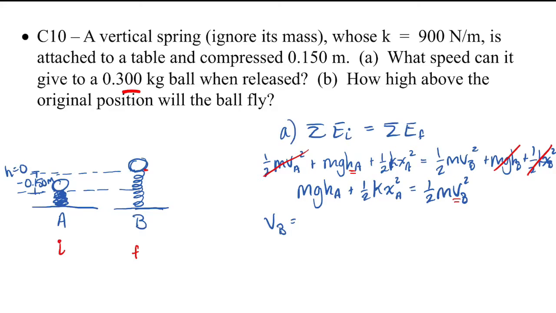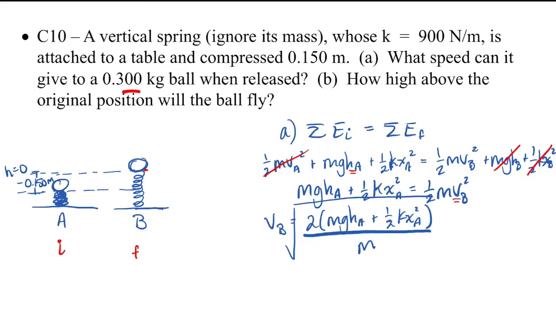So I'm going to rearrange and solve for the velocity. So the velocity at B should be the square root of 2 times (mgh at A plus 1/2 kx squared at A). So make sure you multiply the 2 by the whole thing, because I'm multiplying 2 by both sides. And then I'm going to divide by m, and then I'm going to take the square root of that. I'm going to go on to the next page, because I'm going to fully just run out of room here.